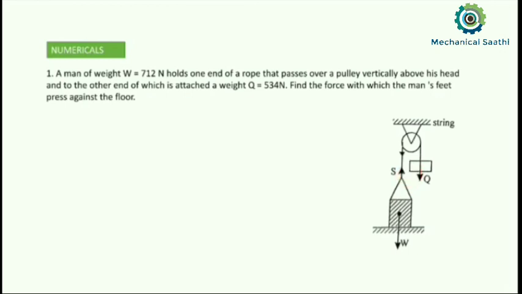Okay, and Q is the weight which is attached to the rope, and this rope is passed through this pulley. And this is the string. So what are the different forces we can see over here? The primary forces are W, which is the weight of the man, and Q, which is given for this weight.